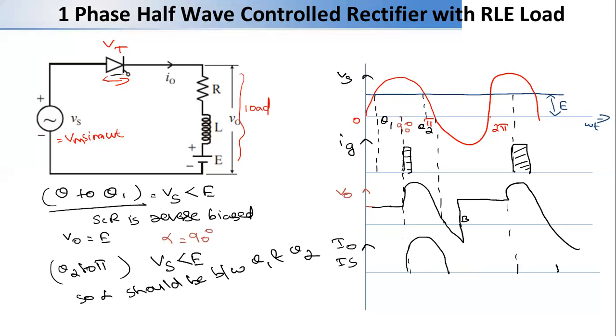So that is the output current. When the SCR is off, we will have the voltage across the thyristor. That also we can plot. So this is the concept of the single phase half wave controlled rectifier.